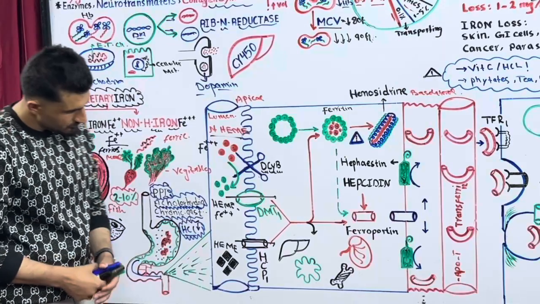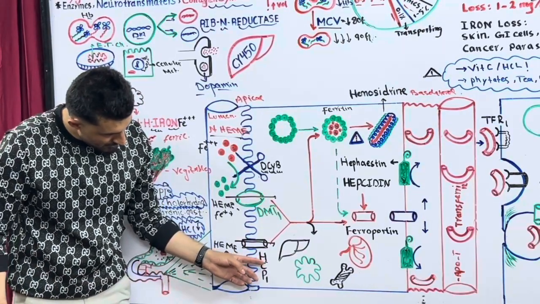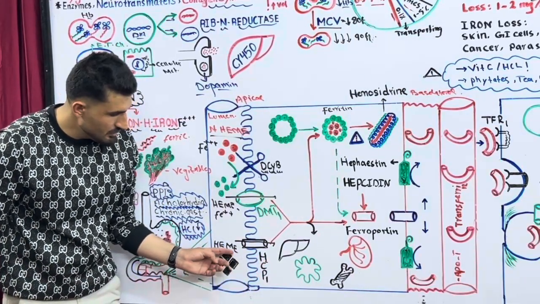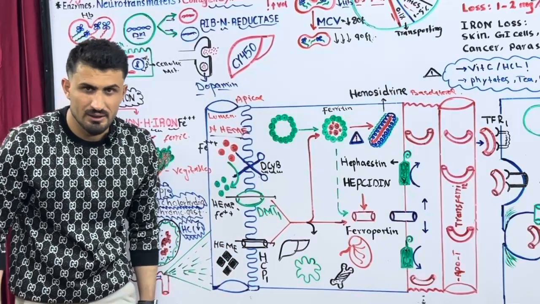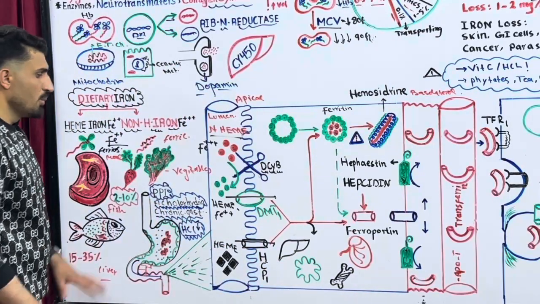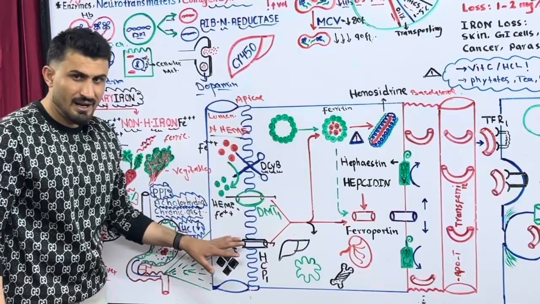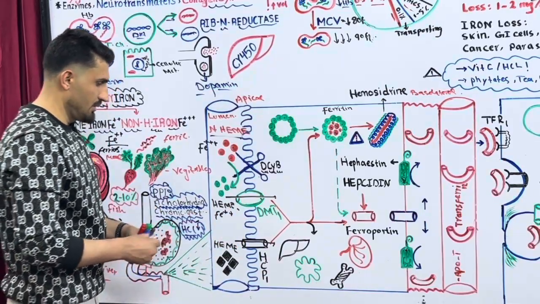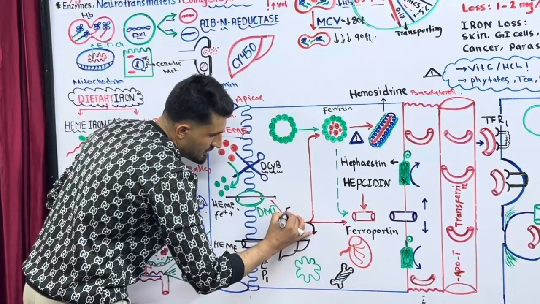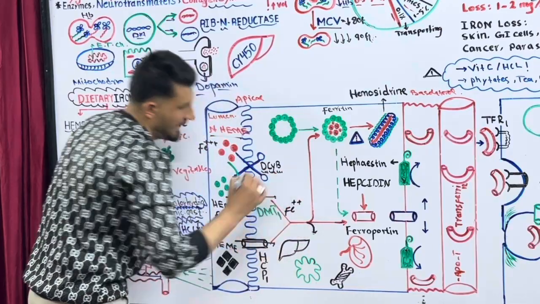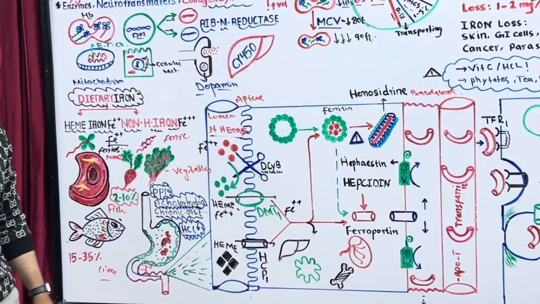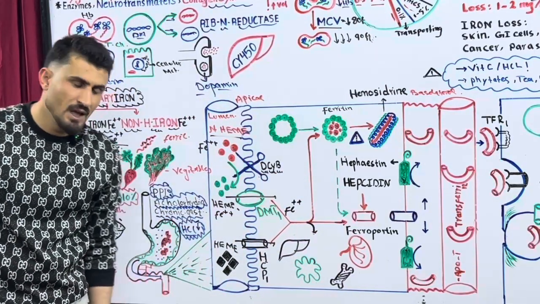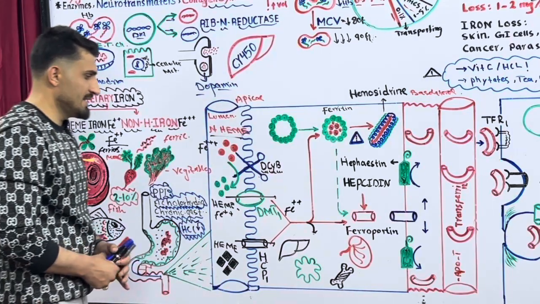Okay, and this is related to the heme group of iron. Got it? Now both heme and non-heme iron are absorbed in the form of Fe2+. In which form? In the form of Fe2+. Now listen to me carefully.